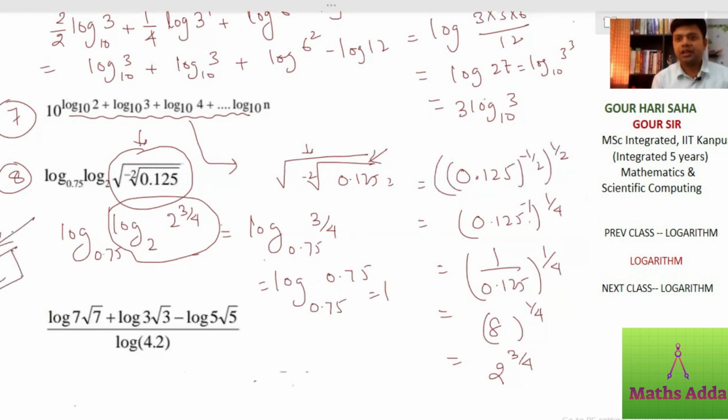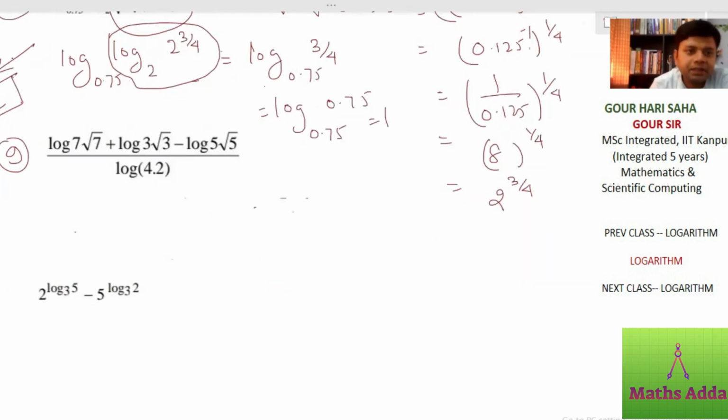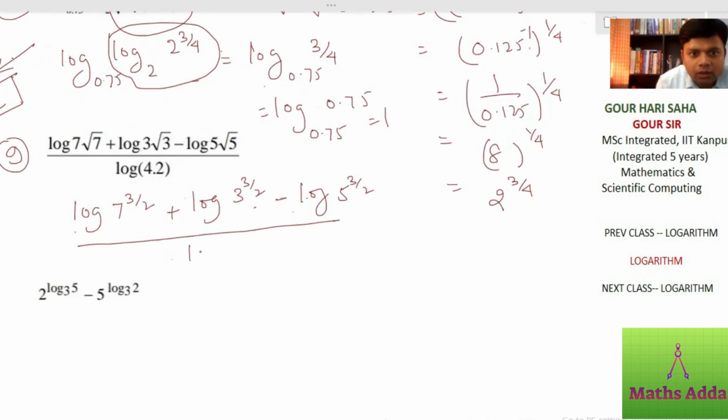Move to ninth. Question number 9, it is 7 log 7 root 7, 3 root 3, 5 root 5. So I can see kind of this one. This will be log of 7 to the power 3 by 2. This will become log of 3 to the power 3 by 2. This is log of 5 to the power 3 by 2 by log of 4.2. Right? Then this 3 by 2, all 3 by 2 will come outside.